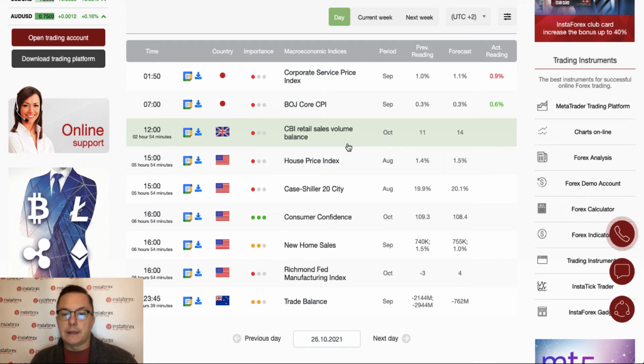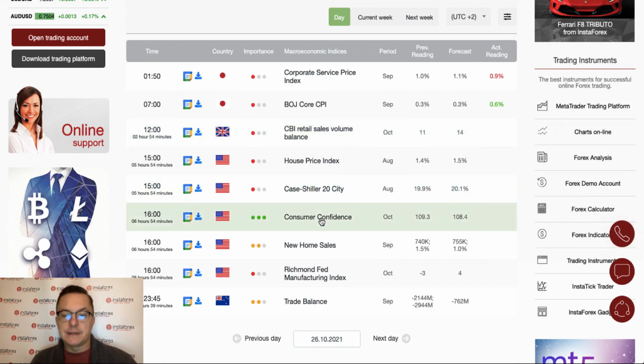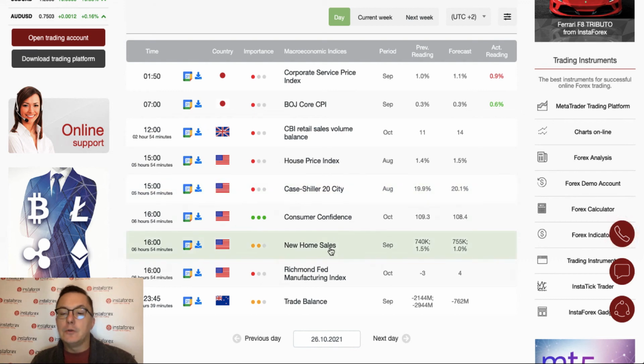and then during the New York session we have data from the US, and the most important data that have a high impact on markets basically is the consumer confidence. It is scheduled for release at 4 p.m. and as you can see, market participants expect the consumer confidence to drop from 109.3 points to 108.4 points, almost 1 point down.